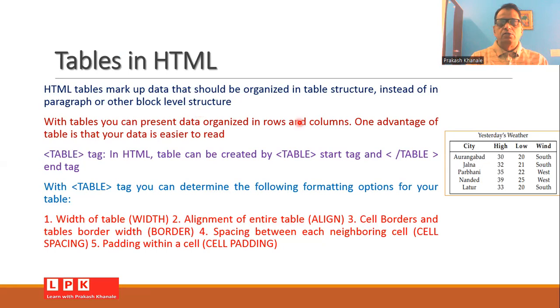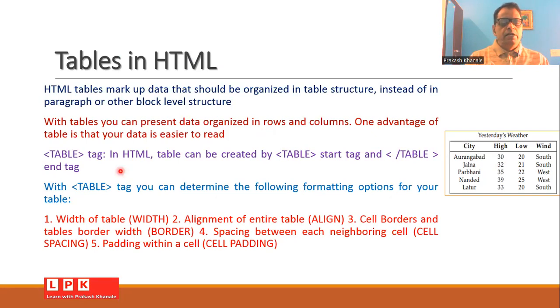Or say, for example, you have to display the weather report consisting of the city name and the weather attributes. Then such data can also be properly displayed in table form. So with tables, you can represent the data in an organized fashion. We know that a table consists of rows and columns. The advantage of displaying the data in the form of a table is that it is easier to read. Instead of giving such data in paragraphs, if it is displayed in the form of a table, then people can easily read it and easily understand it.